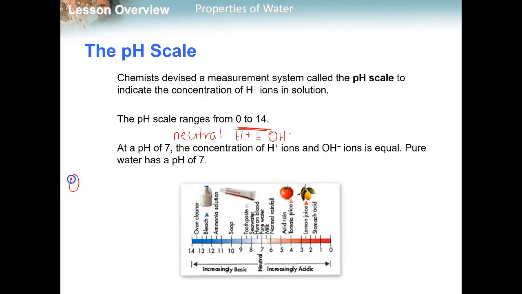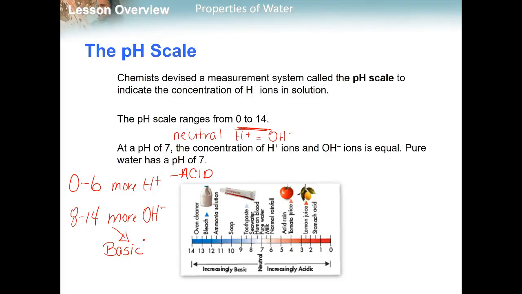If you are on the scale between 0 to 6, you're going to have more hydrogen ions. And if you're on the scale from 8 to 14, you're going to have more hydroxide ions. Okay? When you have more hydrogen ions, that's an acid. So the more hydrogen ions there are in a solution, the more acidic it is. The more hydroxide ions it has in a solution, the more basic it is going to be.